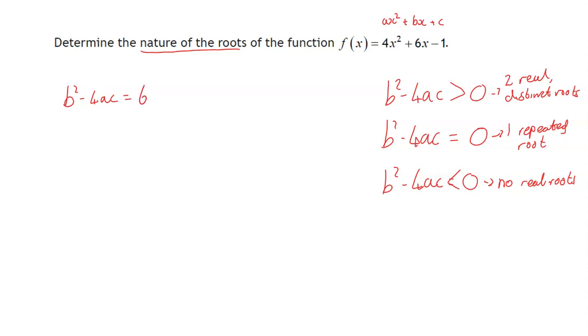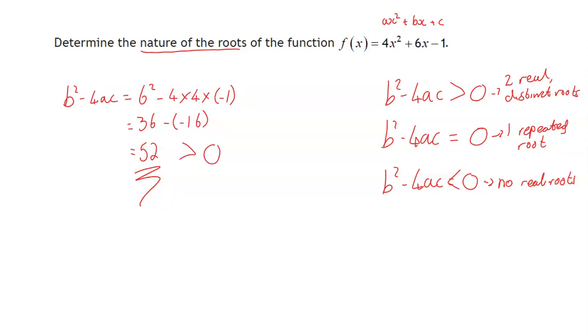We're going to get 6 squared, take away 4 times 4 times negative 1. So 6 squared is 36. It's then going to be take away 4 fours are 16 times negative 1 is negative 16. So minus minus becomes a plus, so it's the same as 36 plus 16, which is 52. So what that means is my discriminant is then bigger than 0.